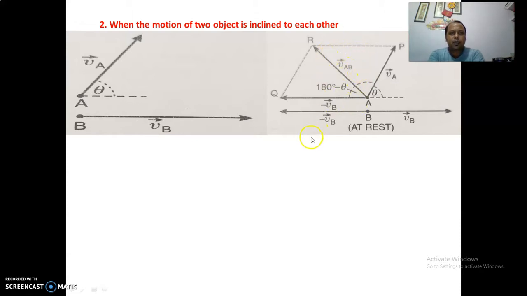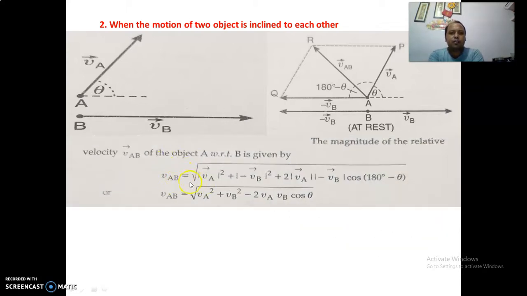the magnitude of VAB, the resultant of vector velocity of A with respect to B, will be given by, if you remember the formula, root over A square plus B square plus 2AB cos theta. So here it is root over VA square, the magnitude we are taking, plus magnitude of minus VB. This minus sign doesn't have any meaning because we are taking the magnitude square, plus 2AB cos theta. So this is VA, this is minus VB magnitude, and cos theta.